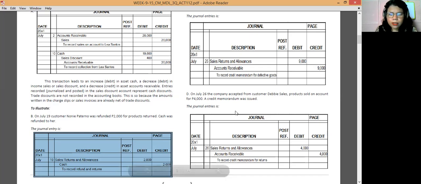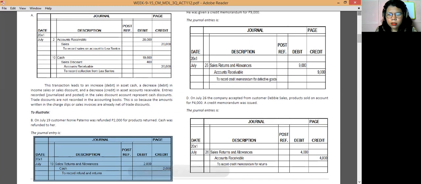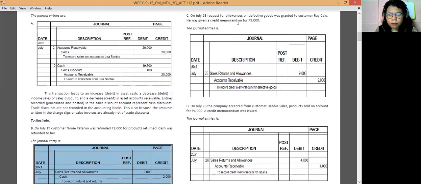Okay? So, next illustration. So, on July 25th, request for allowances on defective goods was granted to customer Ray Calo. He was given a credit memorandum for 9,000. Okay? So, may defective goods.